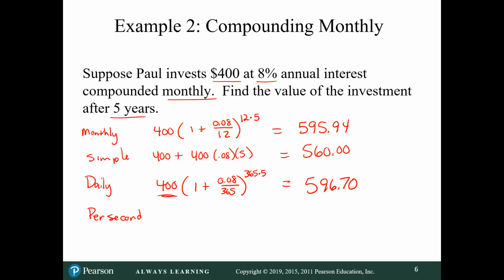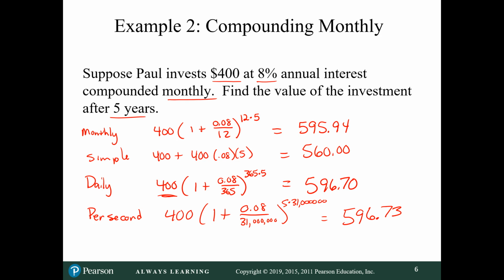Per second. Okay, the formula would be 400 times 1 plus 0.08 divided by how many seconds are there in a year? Roughly 31 million. To the 5 times 31 million power. So it should be 596 still? 596.729. 0.73, basically. So you make only 3 more cents if you compound per second.